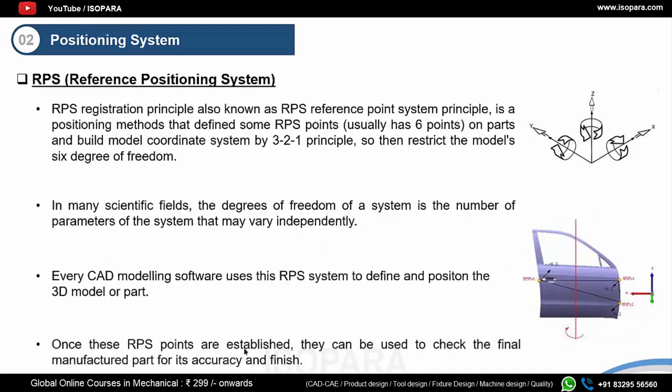Once these RPS points are established, they can be used to check the final manufactured part for its accuracy and finish. What I mean by that is, let's say you design this door panel and you have also defined these RPS points. After the door panel is manufactured, you can cross-check with your model: you can create this reference point, scan that manufactured door, and check that the reference points are at the exact location that they were in the CAD model. Hence you can compare your manufactured part with your designed part to check its finish and accuracy. So that is one more thing these reference points, this reference positioning system, can help us with.